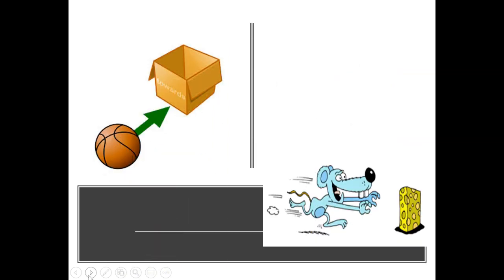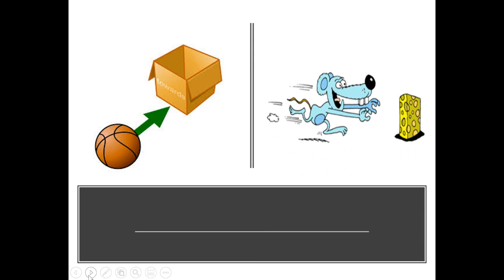Next group of pictures. What do you notice or see? I notice or I see. So I notice that a ball is going toward the box. I notice that this mouse is running to the cheese. So how are these pictures the same or similar?